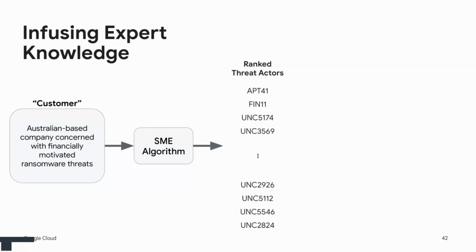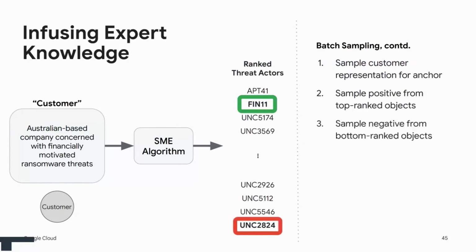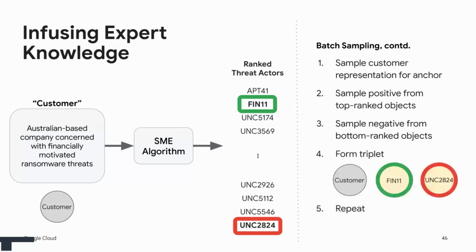And we're going to do a batch sampling procedure fairly similar to what you saw on the previous slide. So, right, we'll sample a customer representation. So you imagine we have many of these customers here. We'll just grab this one, right? It's Australia. We'll sample a positive from one of the top ranked threat objects. So here, FIN11 is the second one. We'll use that as our positive. Sample a negative from one of the bottom ranked threat actors, and we'll form our triplet. And then we can just repeat this process up until we hit our batch size criteria.